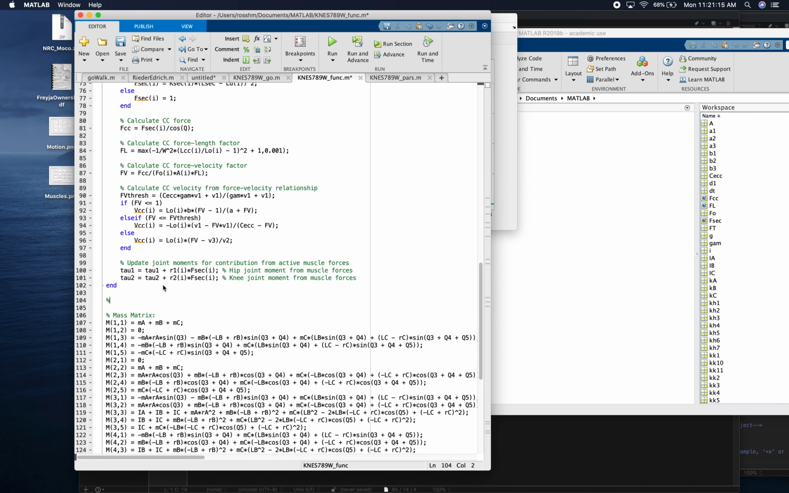Now here we also, to make our model motion and joint kinetics a little more realistic, we're going to update our joint moments for contribution from passive joint structures.